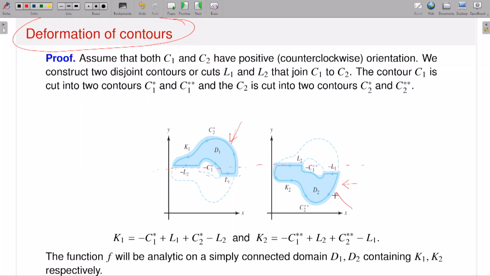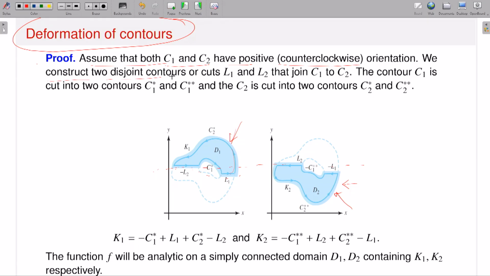This is simply connected, as well as this blue region is also simply connected, and there I will introduce two lines L1 and L2 to make a simple closed contour. So this is my simple closed contour, and there I will apply what is called Cauchy-Goursat theorem. So that's the idea. What I am saying is assume that both C1 and C2 are positively oriented, counterclockwise, without loss of generality. So C1 and C2, I am considering two contours, both positively oriented.